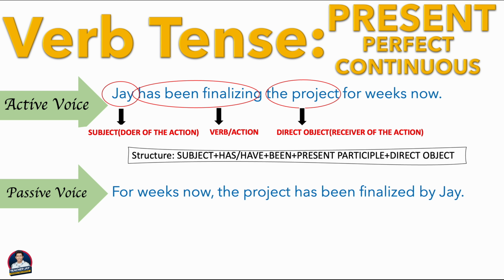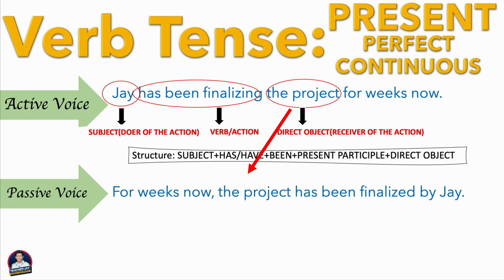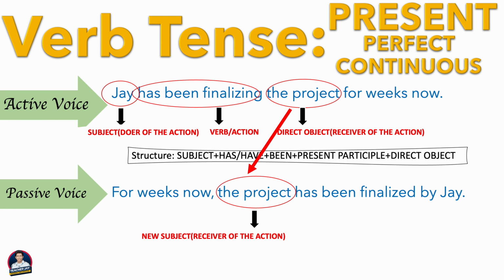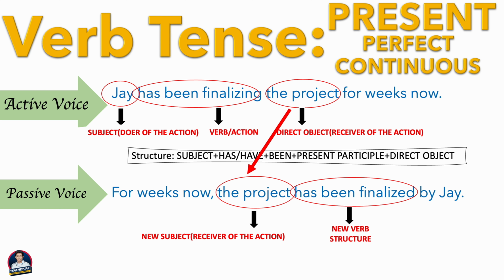So this will become: 4 weeks now, the project has been finalized by Jay. Or you can also put 4 weeks now at the end. So you can say the project has been finalized by Jay 4 weeks now. In this example, we have our new subject, which is the project. It is the one that receives the action, which is has been finalized. As you can see, there's also a new verb structure here, from has been finalizing in active voice earlier to has been finalized.